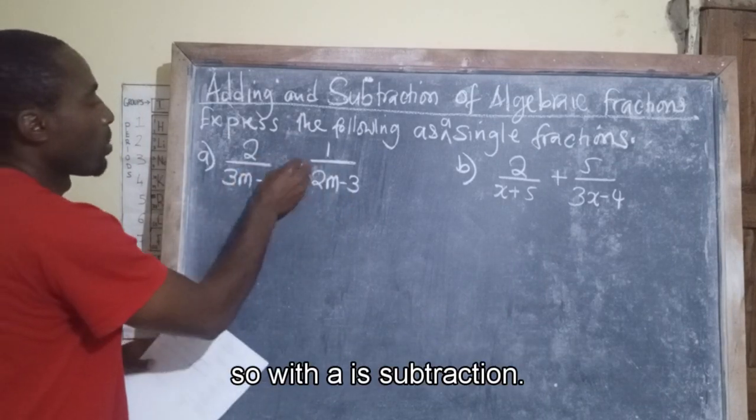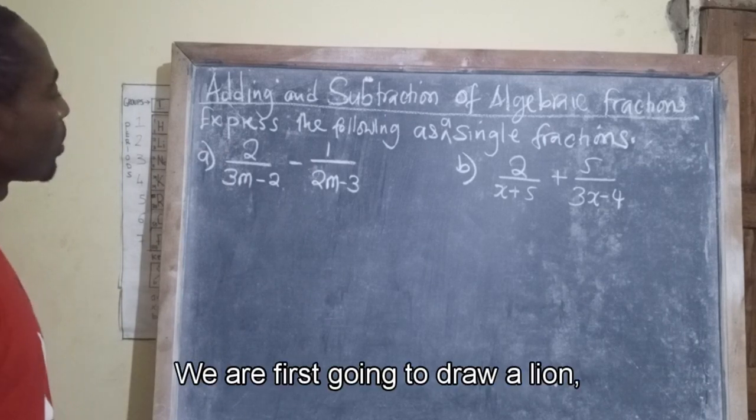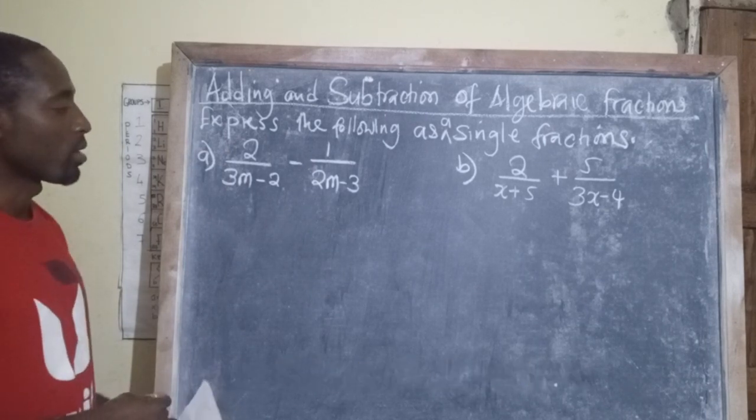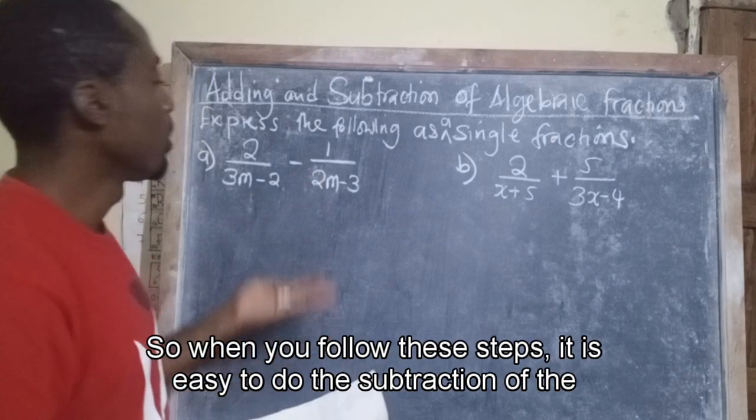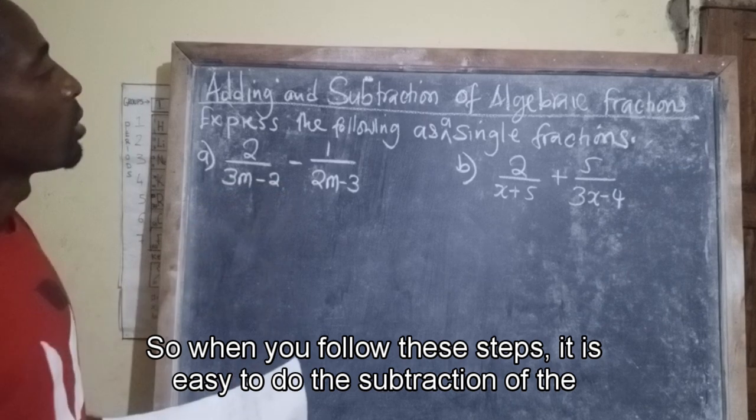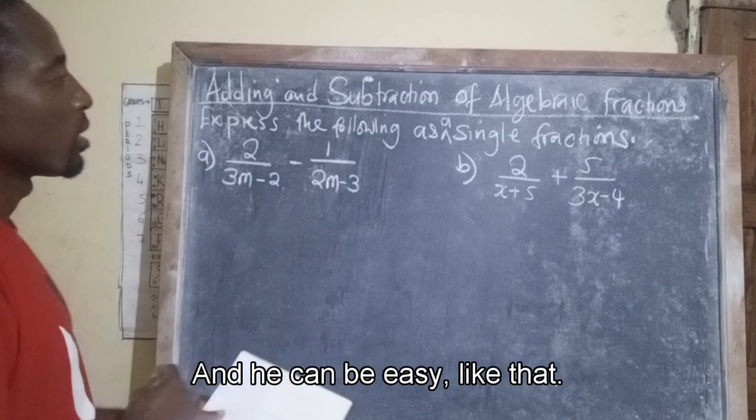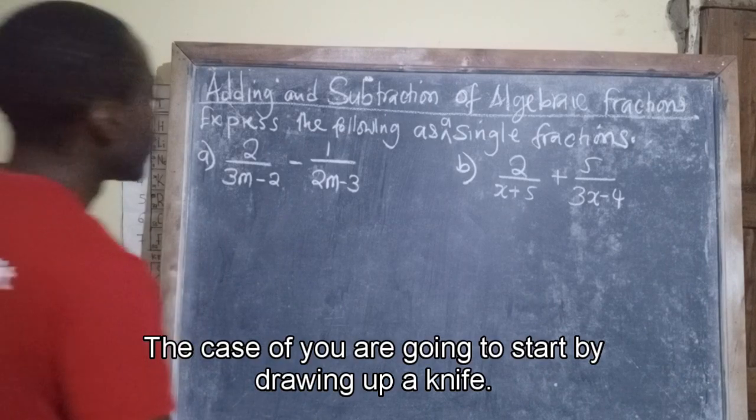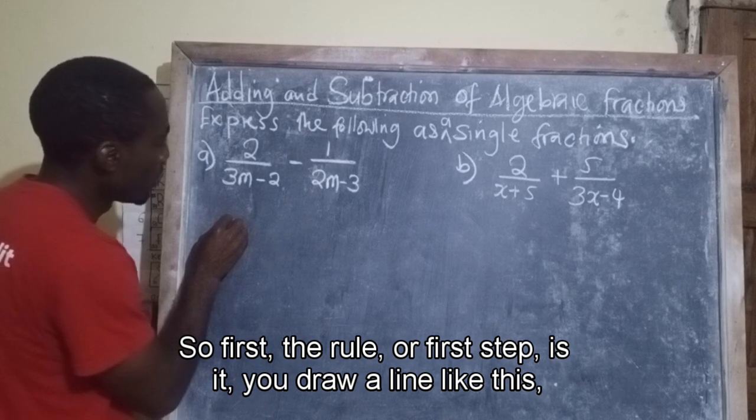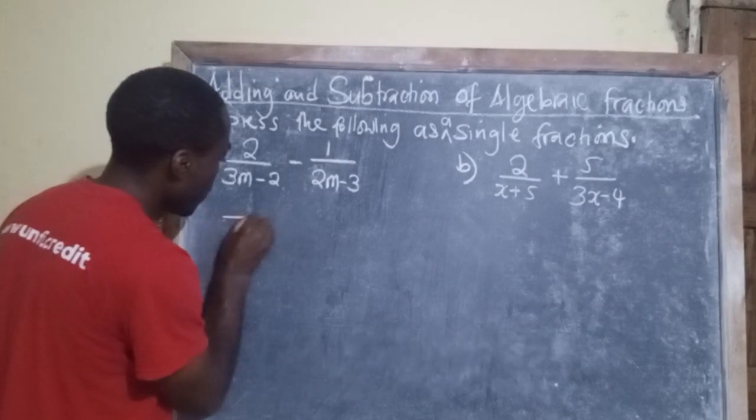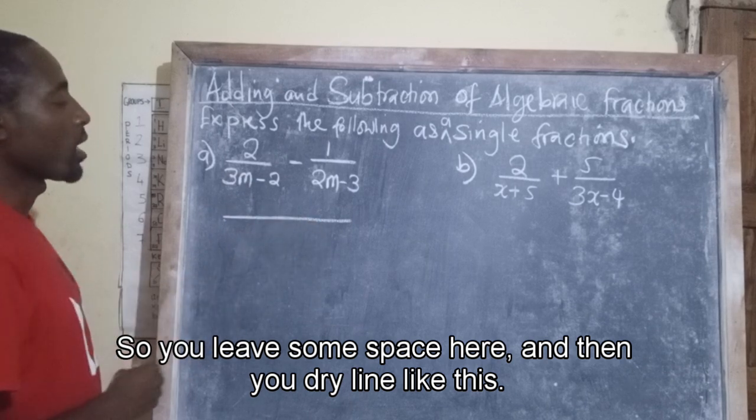So A is subtraction. So the first thing we do here is, we are first going to draw a line. Okay, so we are going to follow these steps. So when we follow these steps, it is easy to do the subtraction of the algebraic fractions, and it will be easy like that. Okay, so we are going to start by drawing a line. So the first step is you draw a line like this. Okay, so you leave some space here, and then you draw a line like this.